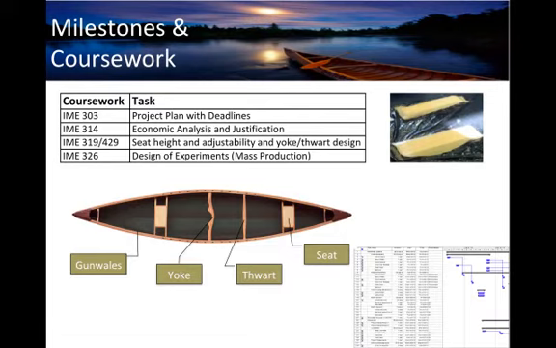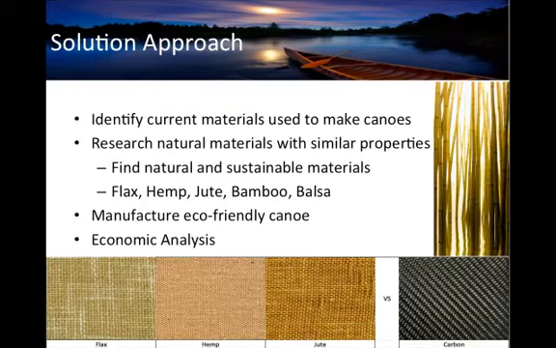One idea I had was to mass produce this, so if I was going to do that, I would need some standards of how I'm building it and how I'm doing the manufacturing process. So I definitely needed this class to figure that out. The solution approach I followed was first identifying the current materials used to make canoes.